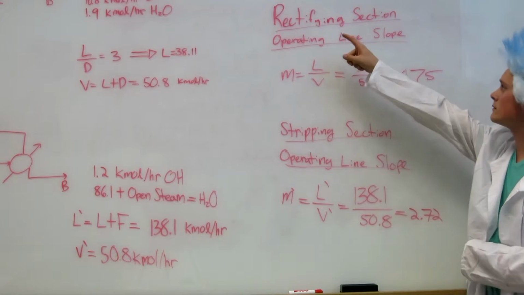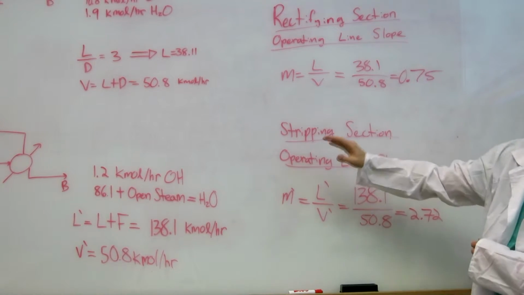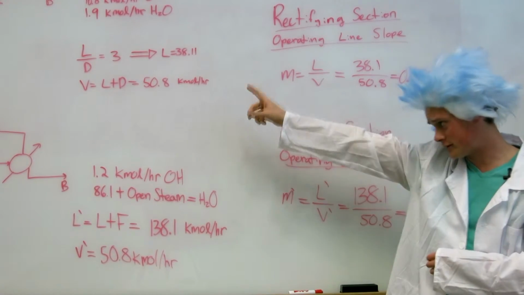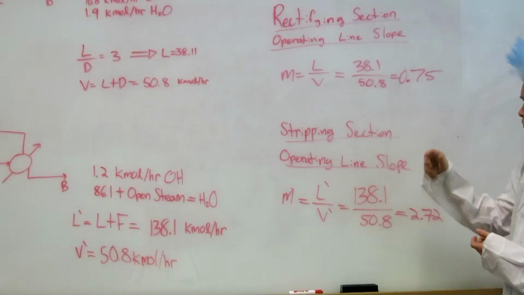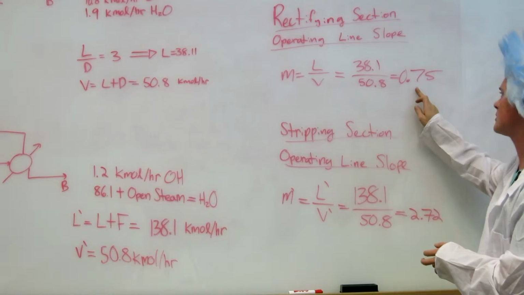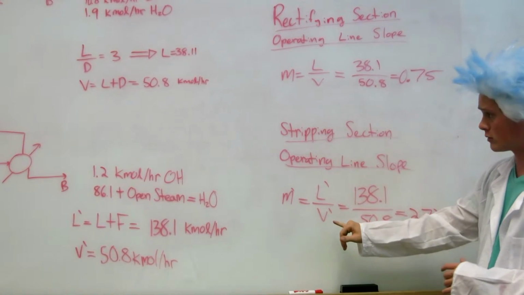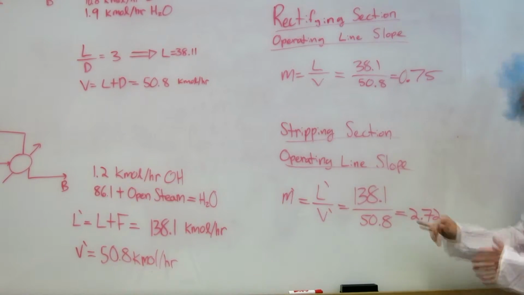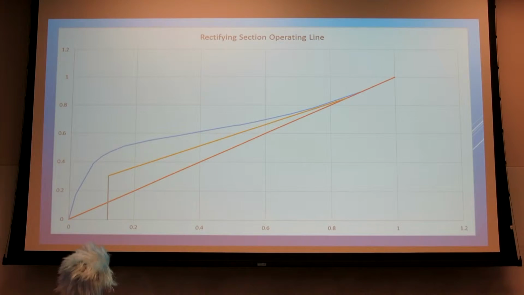After you get your Q line, things start getting crazy. Here we get the rectifying section operating line slope. It's really simple to find. You just do L over V, and you know L because you solved it over here, and you know V because you solved it over there too. You plug that in, and it gives you 0.75. You do a similar thing, L prime over V prime, for your bottoms, for your stripping section. You plug those in, and it gives you the slopes of the lines that you'll use in your graph.